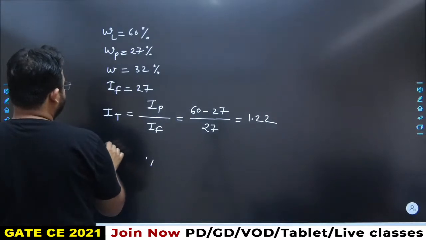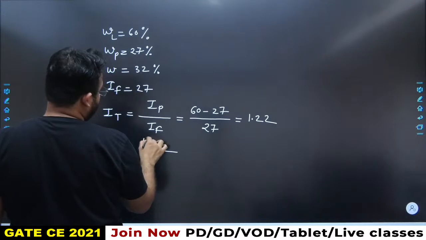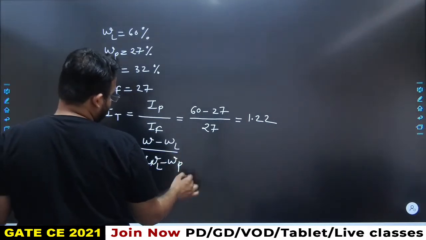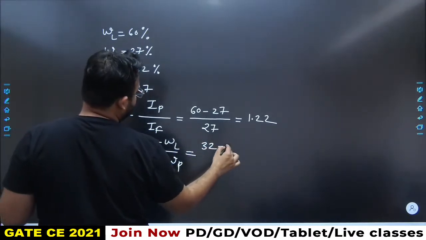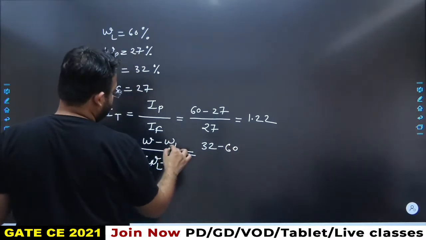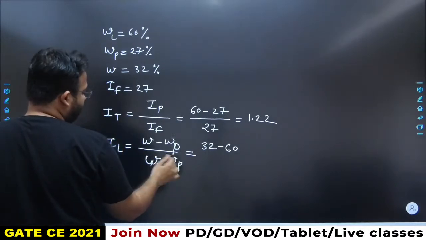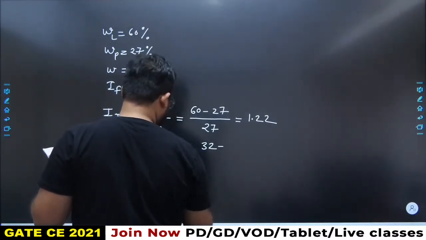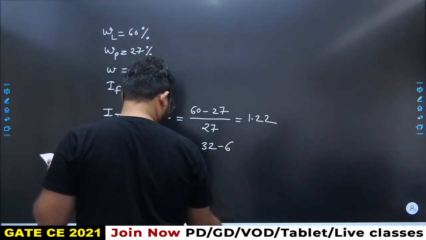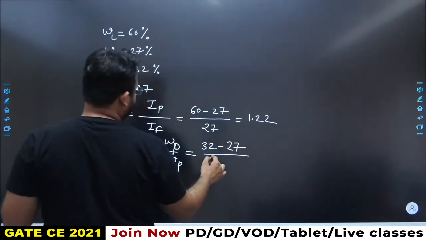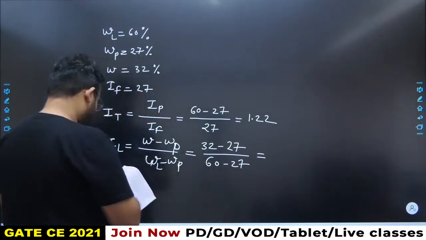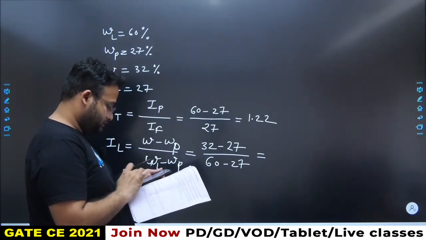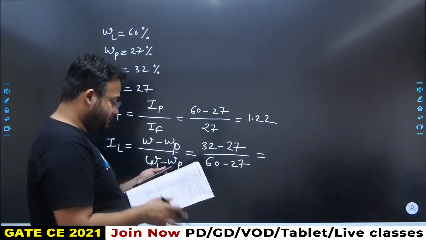Okay, after that we want to estimate the liquidity index. This liquidity index can be taken as natural water content minus plastic limit divided by liquid limit minus plastic limit. Natural water content is 32%, plastic limit is 27%, and the liquid limit is 60%. So 32 minus 27, of course 5, divided by 60 minus 27, the value is 0.15.